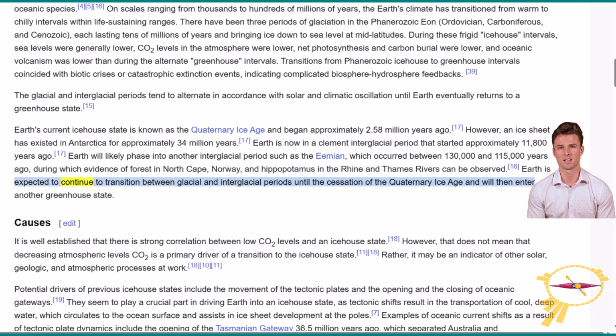Earth is expected to continue to transition between glacial and interglacial periods until the cessation of the Quaternary Ice Age and will then enter another greenhouse state.